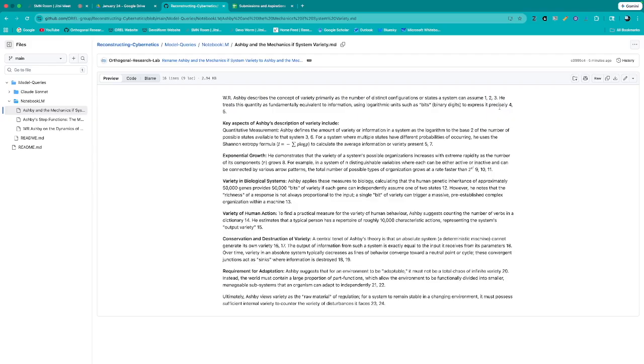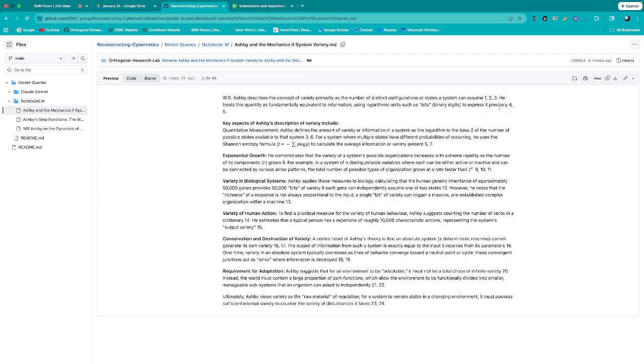Conversation and the destruction of variety. A central tenet of Ashby's theory is that an absolute system, or a deterministic machine, cannot generate its own variety. The output of information from such a system is exactly equal to the input it receives from its parameters. Over time, variety in an absolute system typically decreases as the lines of behavior converge towards a neutral point or cycle. These convergent junctions act as sinks where information is destroyed.